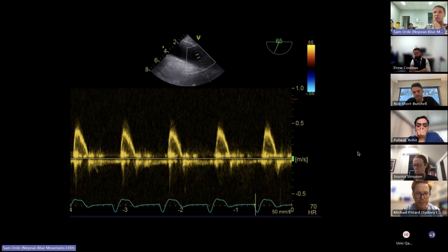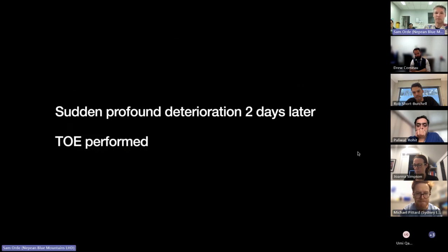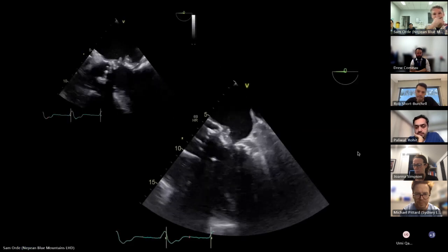So where do you measure the 0.2? What's the 0.2 value referring to? End diastolic flow. Excellent. Okay, the sudden profound deterioration 2 days later, we repeated the TOE.